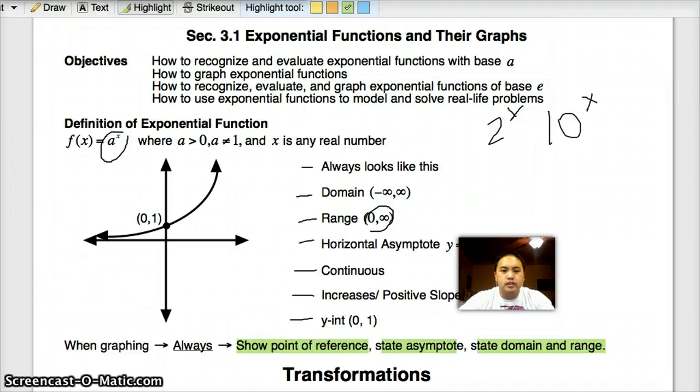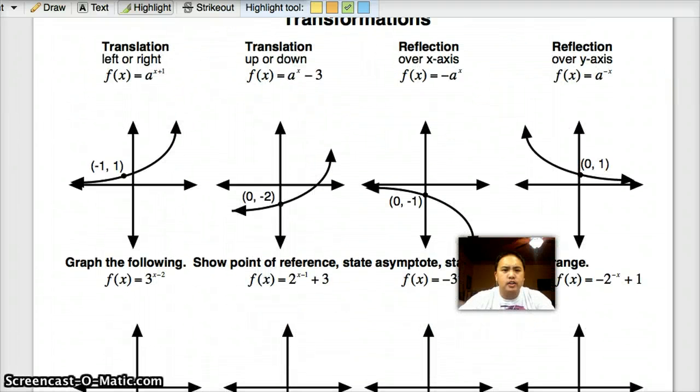So let's look at some examples as I scroll down to the next ones. Remember doing translations and reflections. In this example, do you see I have a +1 here? Since this +1 is with the x, that means I'm going to go to the left 1. See how my reference point was at (0, 1) before? Now it's moved over to (-1, 1), because this translation means move to the left 1. But this -3 is not included with the x, so that tells me I'm going to translate up and down. So this -3 means go down 3.